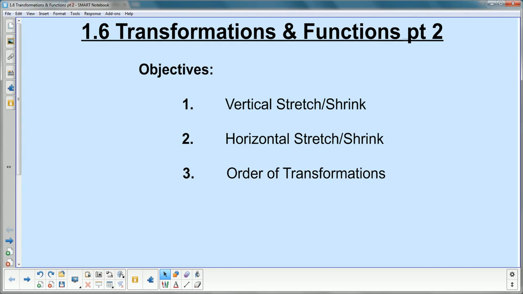Alright, second part of our transformation section then is going to be about stretching and shrinking. We're going to have two types, vertical and horizontal, and essentially they're pretty much the same thing. And then we're going to talk about the order of transformation, so you're going to want to write that down to make sure that we can keep our order clear, and that really just follows order of operations.